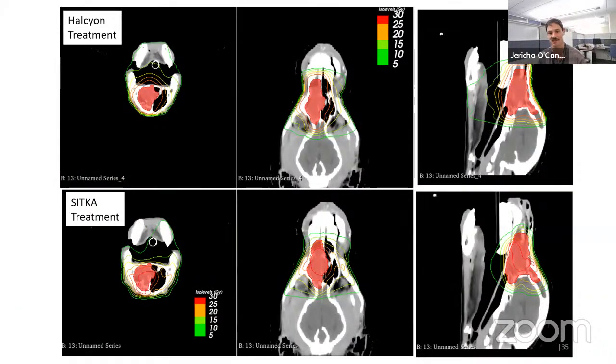This dog is about as poorly suited to a KV treatment as you could see, because the GTV, which you can see in red here, is almost completely surrounded by bone, which is hard for the KV treatment. And it's also very close to the skin, which again reduces the effectiveness of the non-coplanar angles.